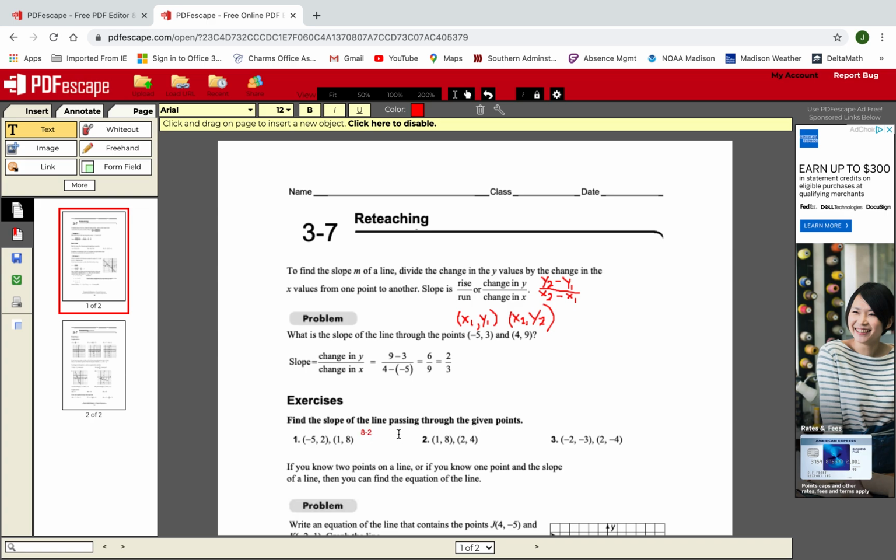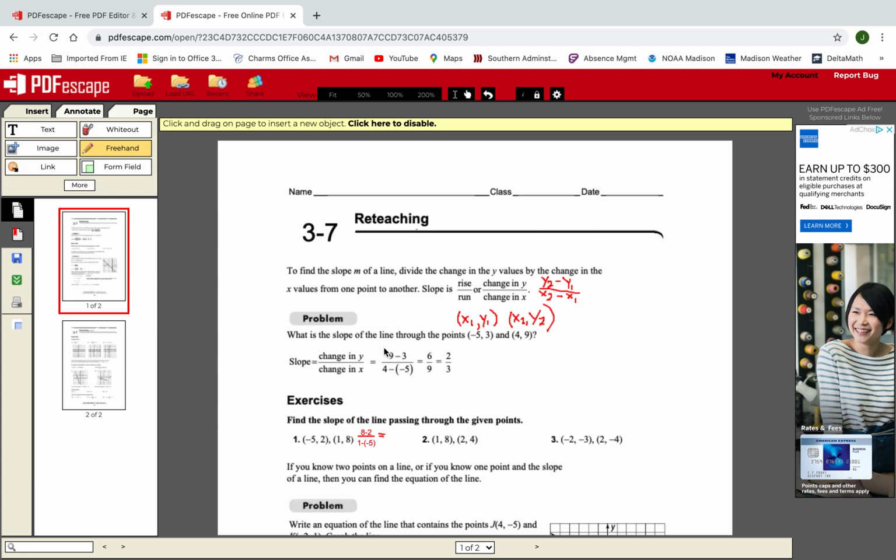Okay. So 8 minus 2, and then we'll draw a little line here. You do still have to do a little bit with my drawing. Okay. And then on the bottom, we're going to say x2 minus x1, our second x value minus our first x value, or 1 minus -5. Oh, that's not right. Minus parentheses -5. That's better. Okay. So when we simplify this, remember that minus and negative is the same thing as plus.